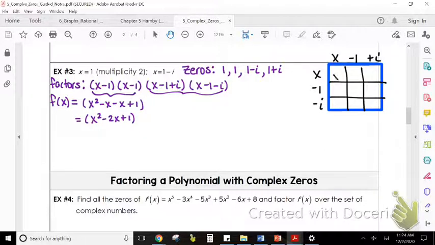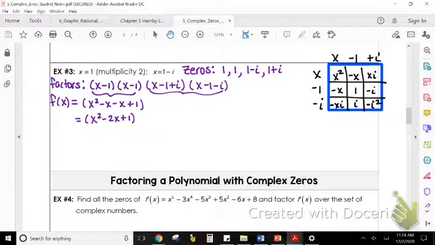All right, so I get x times x, which is x squared, x times negative 1 is negative x, and x times i is xi. Negative 1 times x is negative x, negative 1 times negative 1 is 1, negative 1 times i is negative i. Negative i times x is negative xi, negative i times negative 1 is positive i, and then negative i times positive i is negative i squared.